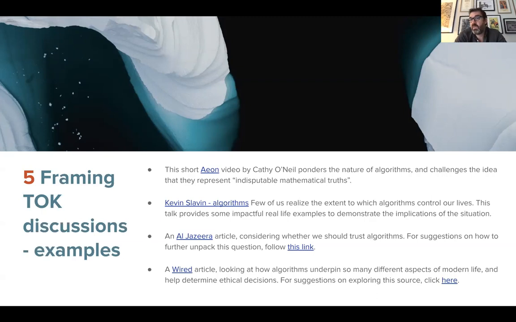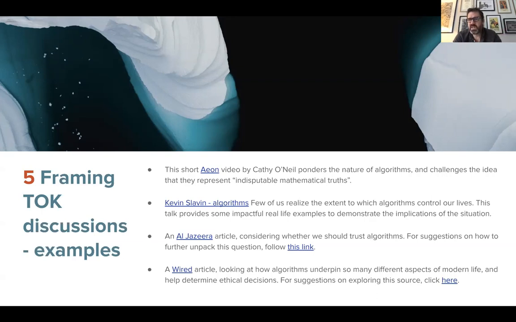And she just looks at the fact that algorithms are created by human beings, therefore they cannot be objective because we are not objective. Okay, so they are all inherently biased, which I think would lead on to some fantastic discussions. Kevin Slavin, in the second one there, this is another TED talk. So it looks at the extent to which algorithms control our lives, with some really, really interesting real life examples there. So that's one worth looking at.